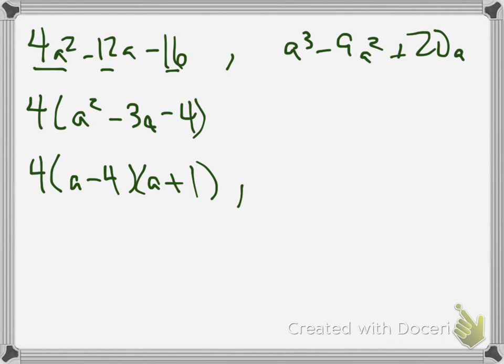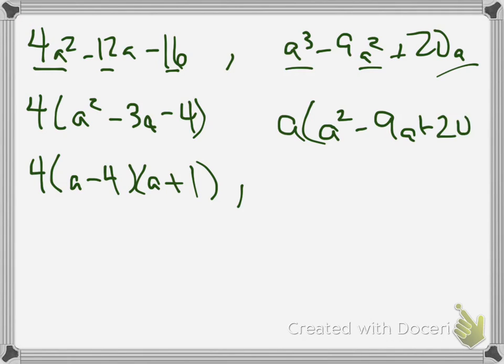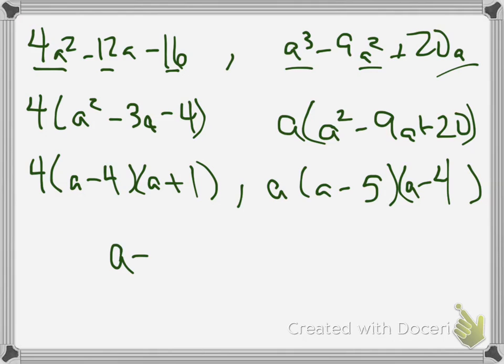Now I'll go to the other one. I was getting ahead of myself. Let's look. There's a common factor here. Each one of them has an a, so I can take out 1a. That leaves me with a squared minus 9a plus 20. A minus plus is a minus minus. So I'm looking for two numbers that multiply to give me 20 and add up to 9, which would be 5 and 4. Okay, so what do they have in common? They have an a minus 4.